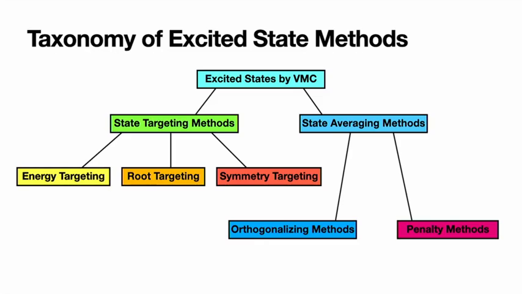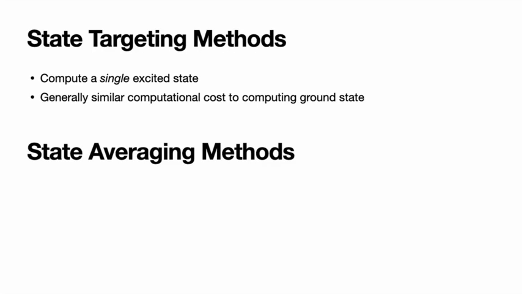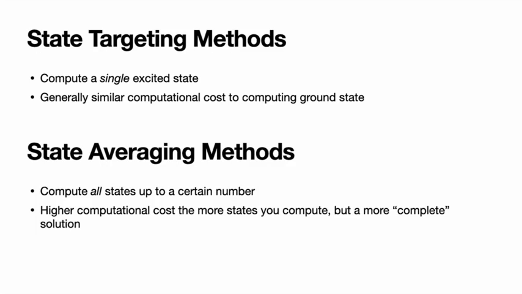So first I'll just briefly review how people approach this problem at the moment and what some of these limitations are. There's a whole zoo, a whole taxonomy, of different excited state methods for QMC. They all have different advantages and disadvantages. They largely break down into state targeting methods, where you're trying to compute just a single excited state, or state averaging methods, where you're trying to compute all of the bottom k eigenstates. State targeting methods are nice because they're generally computationally cheaper, since you're only looking for one state, whereas state averaging methods give you a more complete picture.